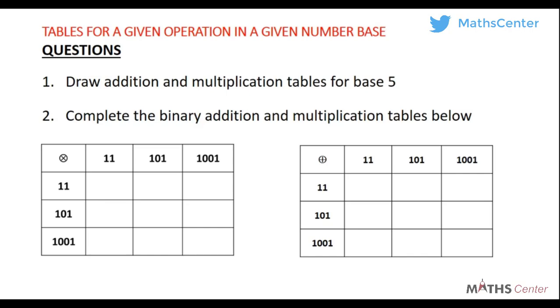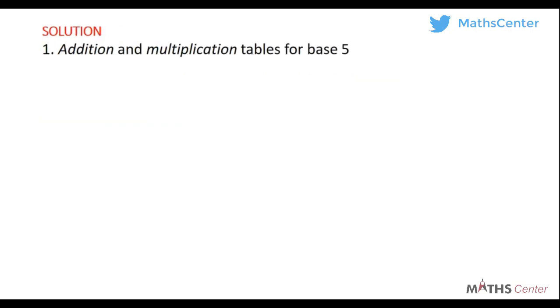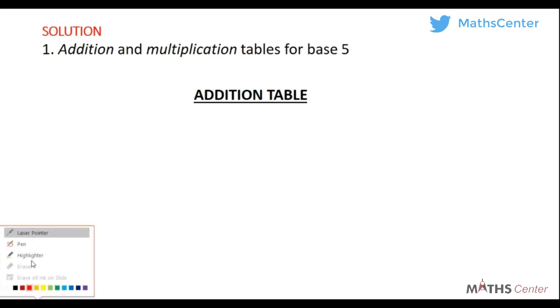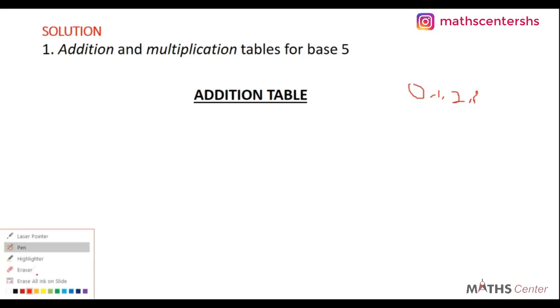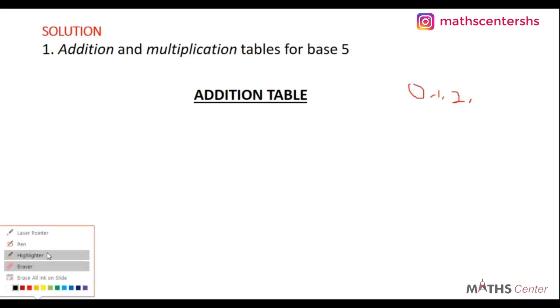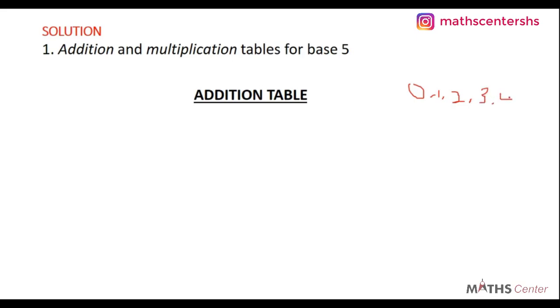So we are being told to draw an addition table and multiplication table for base 5. We begin by drawing the addition table. Since we know that in base 5, the digits that we can use are 0, 1, 2, 3, and 4. So these are the digits that we can use in base 5.